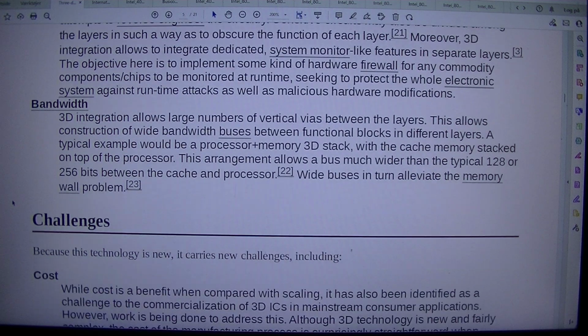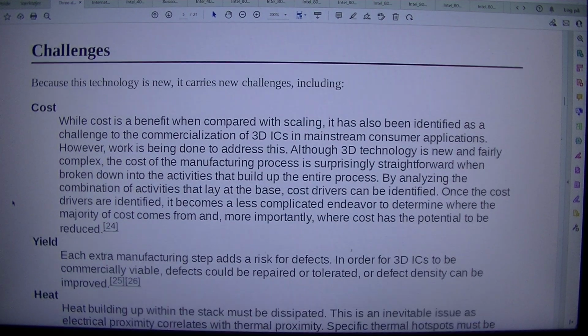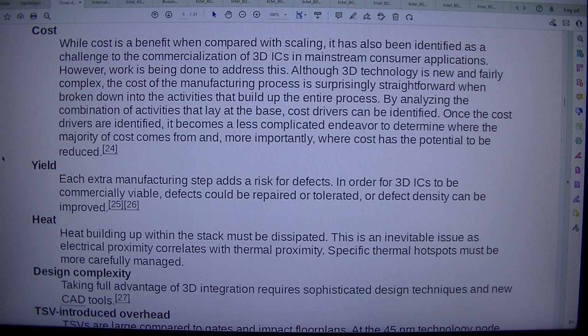Challenges. Because this technology is new, it carries new challenges, including cost. While cost is a benefit when compared with scaling, it has also been identified as a challenge to the commercialization of 3D ICs in mainstream consumer applications. However, work is being done to address this.